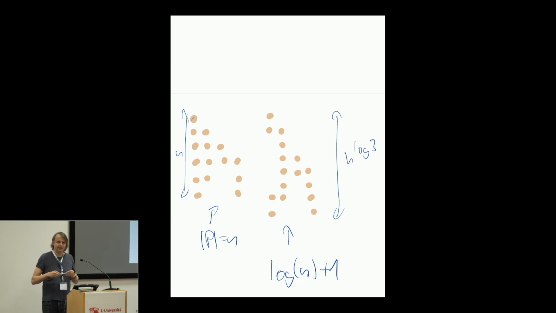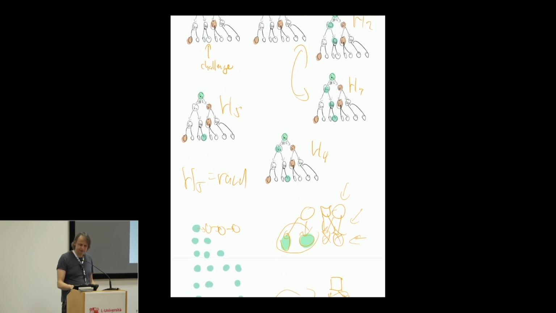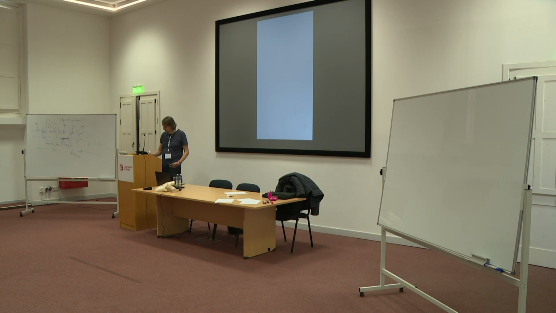Okay, now how can we use this to get a better reduction for constrained PRFs? The idea is as follows. So I have this gigantic tree. Yes?